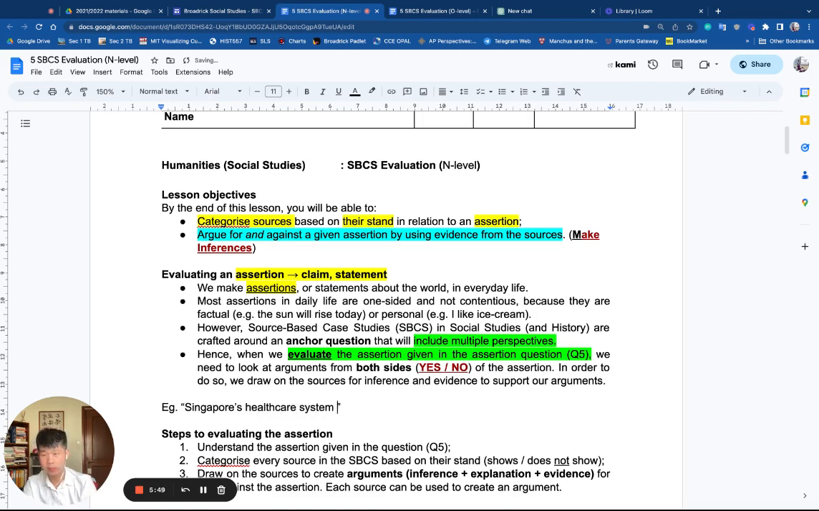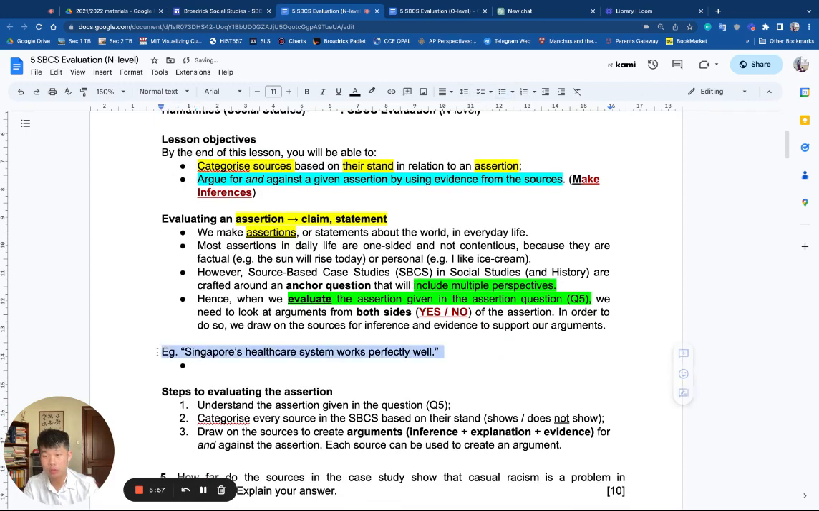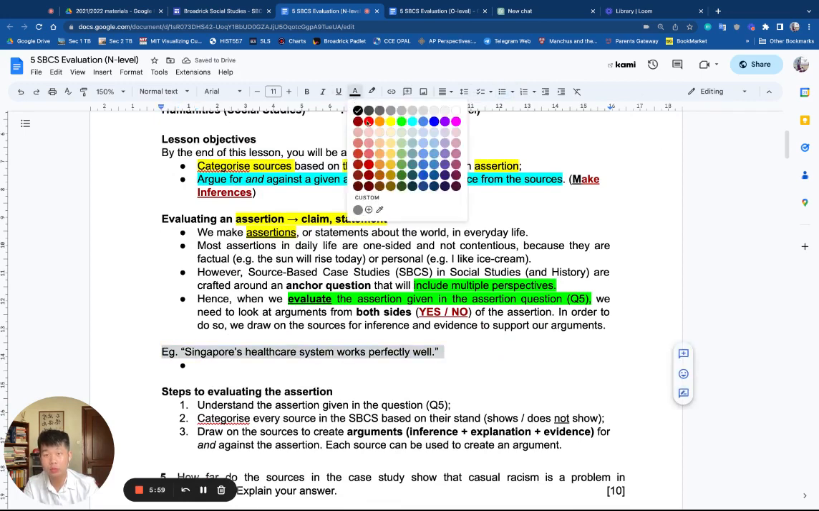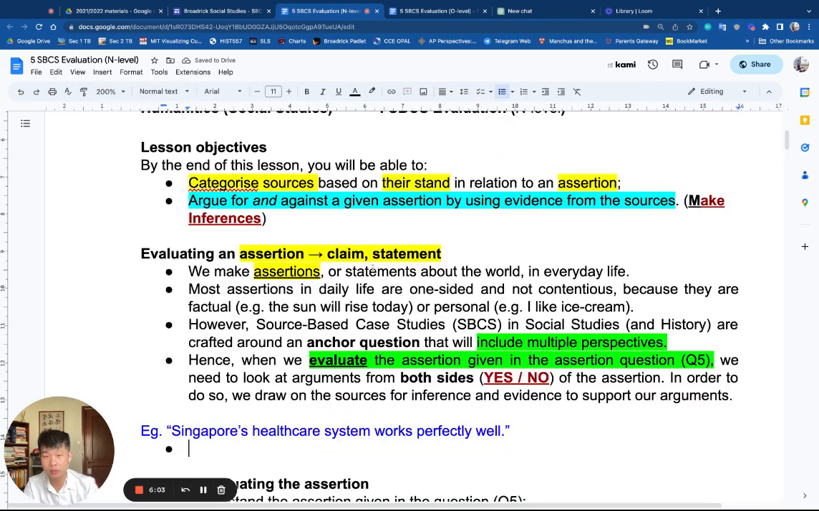You don't need to copy this. I'm typing it out so that you have a visual, especially for visual learners, a visual sort of view of what I'm trying to express in this part of the lesson.